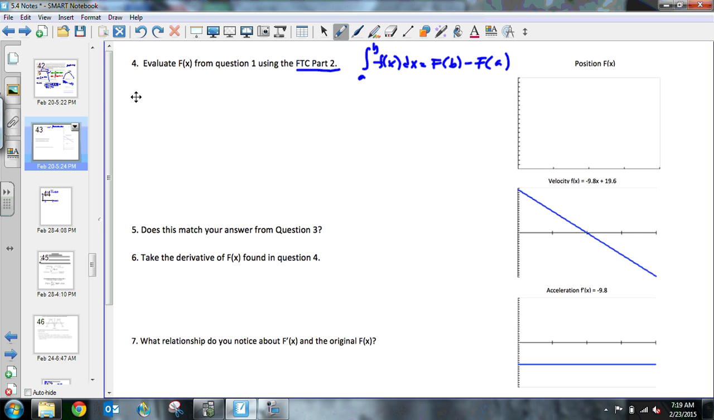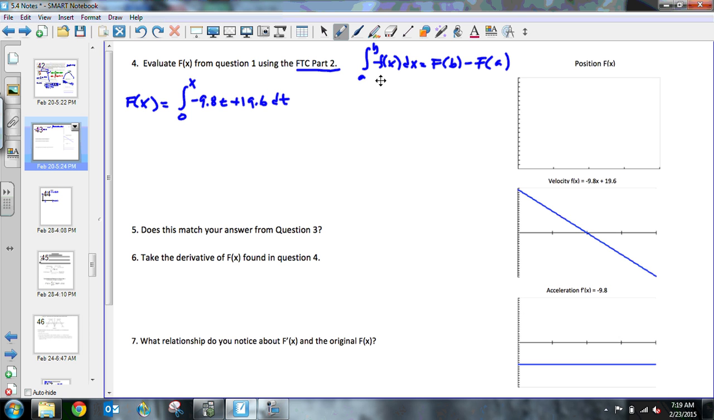Remember we had big F of x equal to the integral from 0 to x of negative 9.8 t plus 19.6 dt. Remember, this is an integral function. My upper bound is an x value, and this t value is kind of like a dummy variable. We have to have it in there because these two variables cannot match.